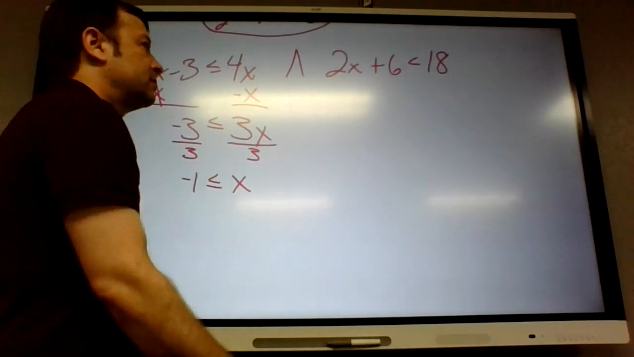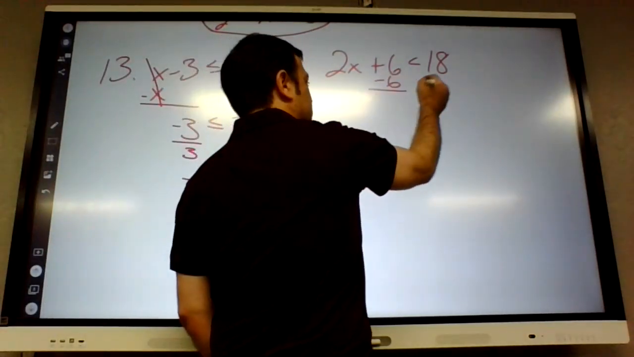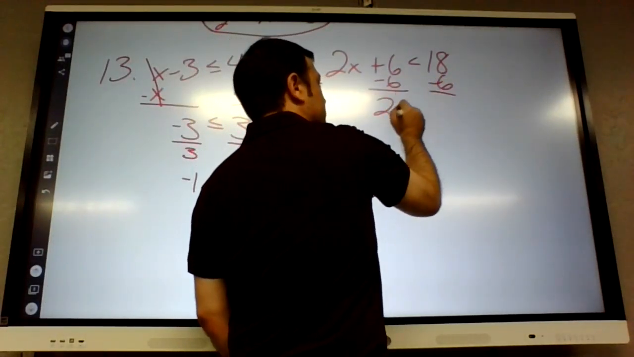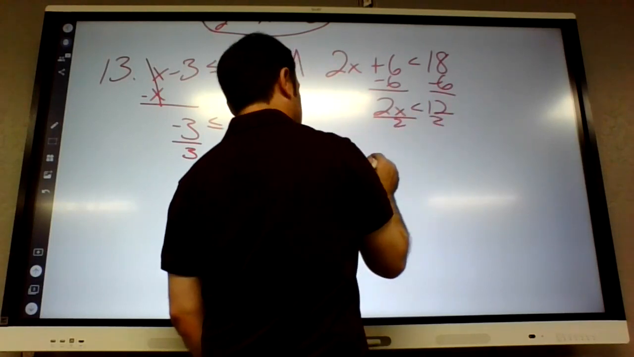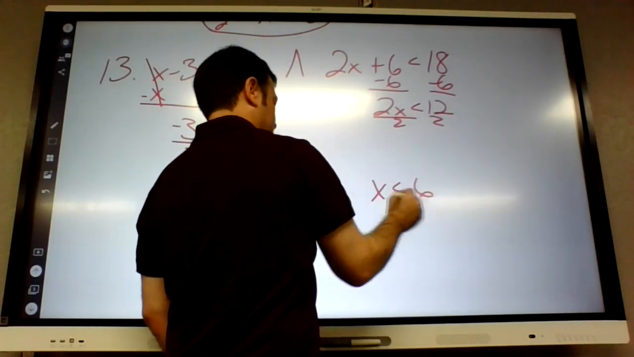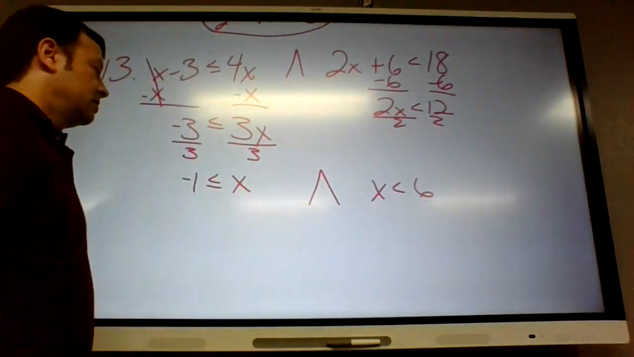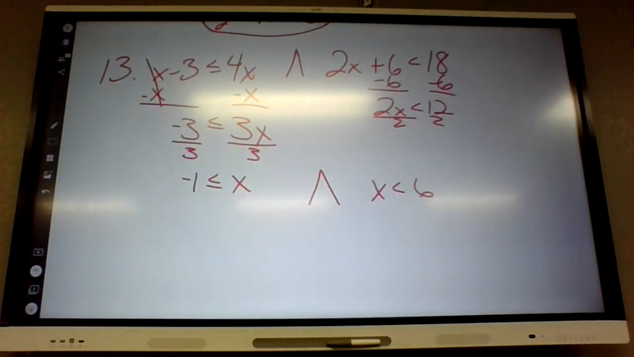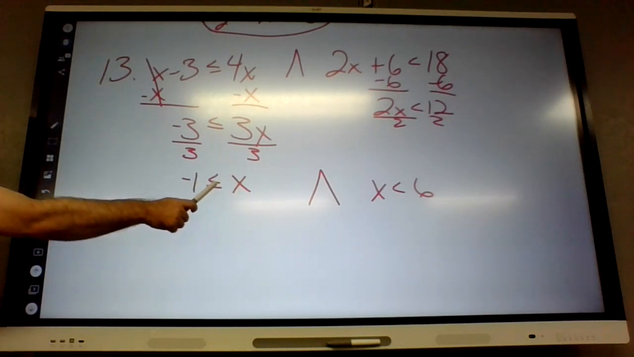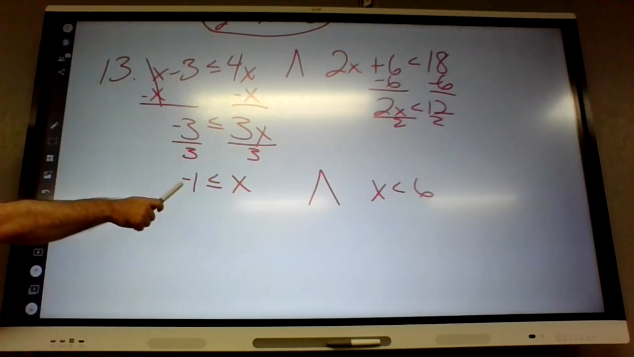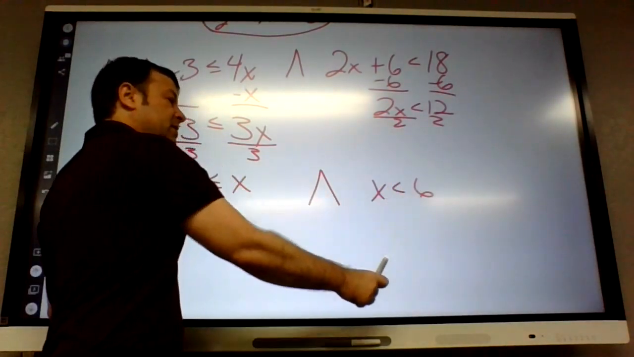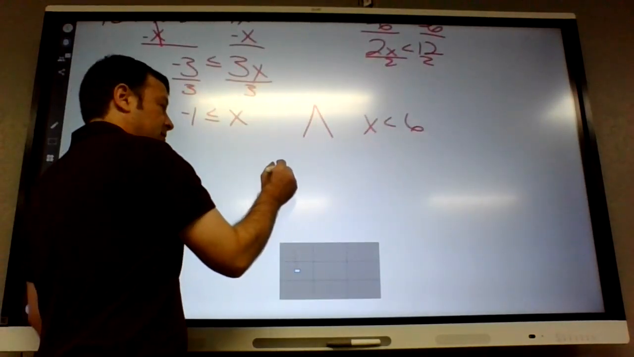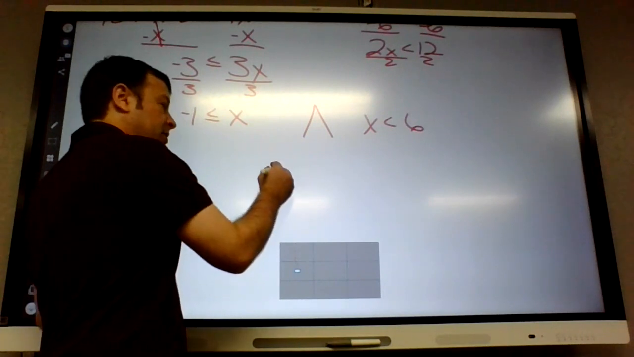Then on the other side, we do minus 6. And then you divide by 2. Okay, so very similar to the last one. What numbers are greater than or equal to -1? So bigger than -1 and less than 6. All those in between. Right, all the numbers between those two. So how do we write that?